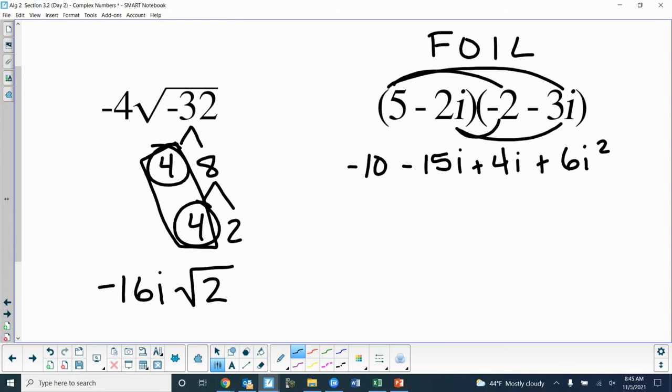All right. So we all know how to FOIL, right? Now, what did we learn about that i squared yesterday? Right, because i squared equals -1, remember? So that's like -6 times -1, positive 6 times -1, which turns it into -6. So I just cross out the i squared and change the sign. Okay? So what's our answer, William? -10 and a -6.